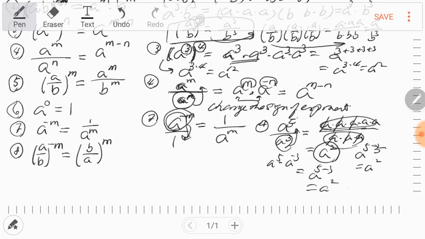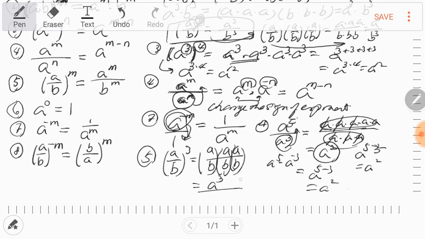Okay, and number 5 is pretty straightforward. What we do is a over b. Let's say a over b is raised to the 3rd power. Then this will be a over b multiplied 3 times. Then in the numerator there are 3 a's, so a cubed, and the denominator is b cubed. So if we see this, the result is we assign the exponent to each of the numerator and the denominator. So it will be a cubed over b cubed.